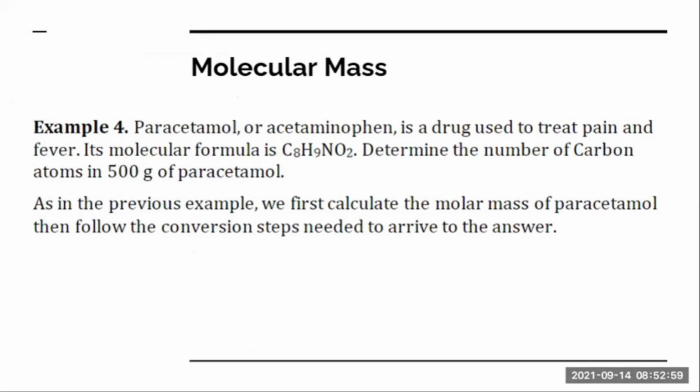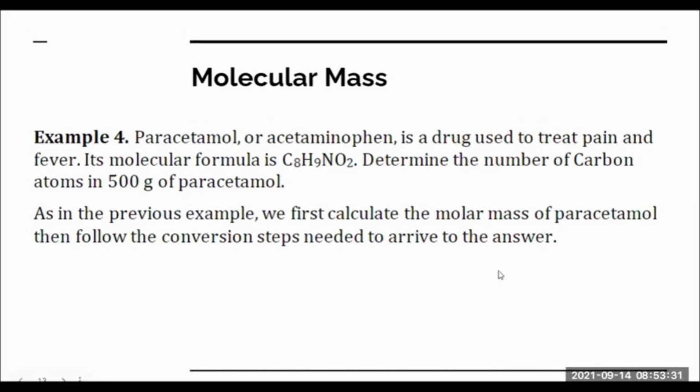So its molecular formula is C8H9NO2. Determine the number of carbon atoms in 500 grams of paracetamol. As in the previous example, we first calculate the molar mass. So this will be the same steps as we did earlier. We're looking for the number of carbon atoms. Okay, we can solve this using our Jamboard. We'll go back to the Jamboard.